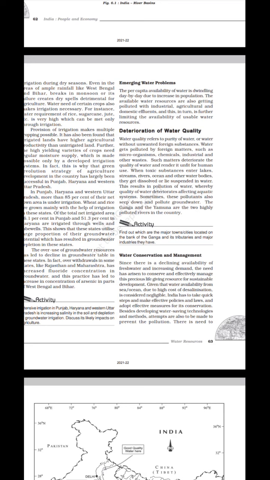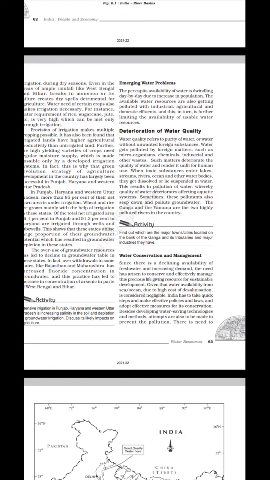Emerging water problems. The per capita availability of water is dwindling day by day due to increase in population. The available water resources are also getting polluted with industrial, agricultural, and domestic effluents, and this in turn is further limiting the availability of usable water resources.